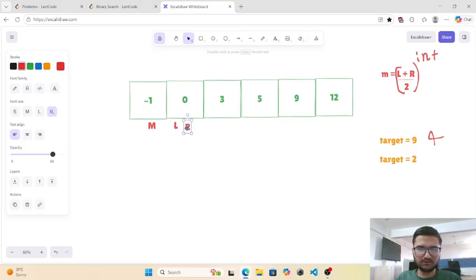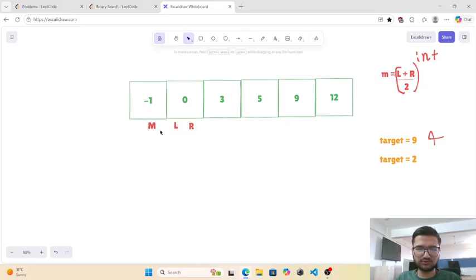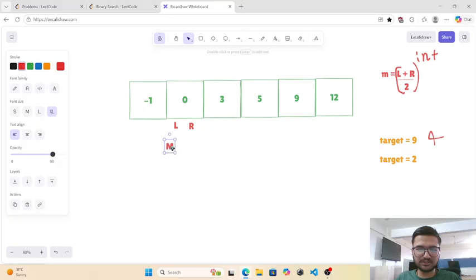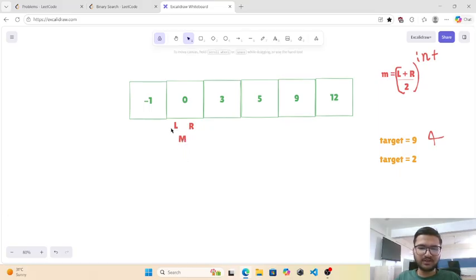Okay, so now L is also 1, R is also 1, and then middle is L plus R by 2, means 1 plus 1 by 2 is 1. Then m is also 1. We have checked 0 is equal to 2? No. Then also 0 is less than 2, and 0 is less than the middle value.